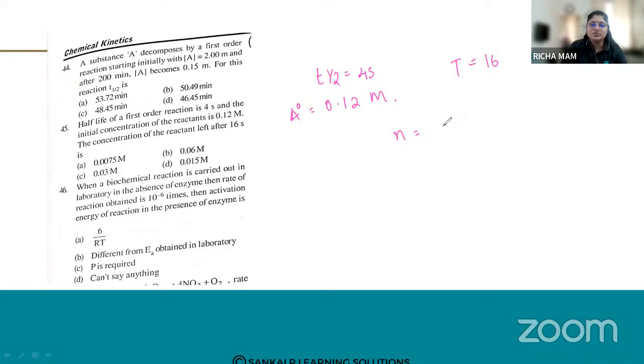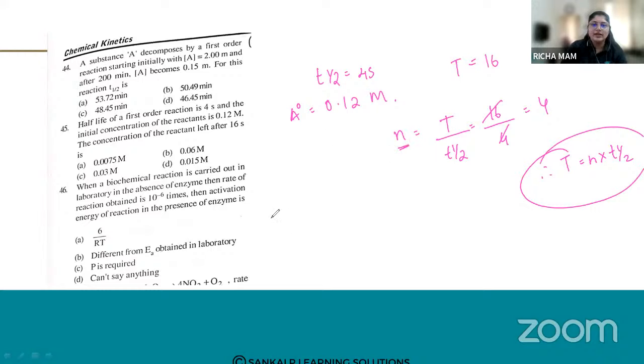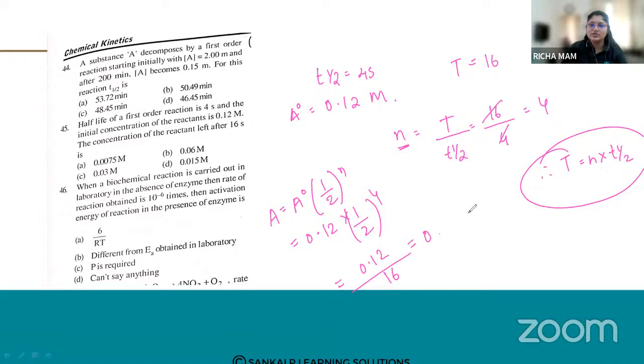So N is equal to T by T half. T is 16 and T half is 4, therefore T is equal to N into T half. So now A is equal to A naught into 1 by 2 raised to N. The initial concentration is 0.12 into 1 by 2 raised to 4. So 0.12 by 2 into 4 is 16, so this will be 0.0075 molar. Okay, option number A.